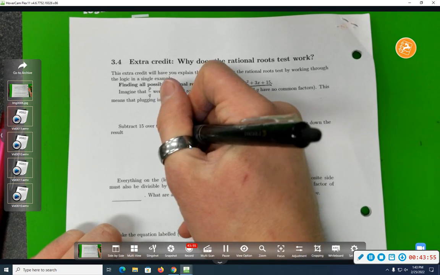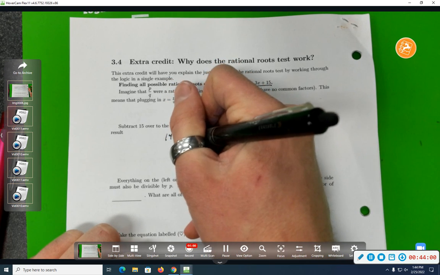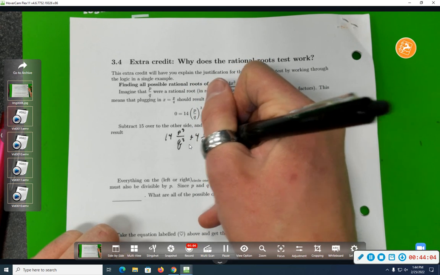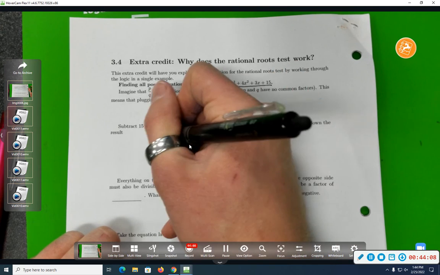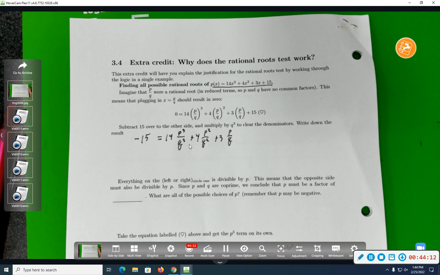So that's 14 P cubed over Q cubed plus 4 P squared over Q squared plus 3 P over Q. And I said I would subtract the 15 over to the other side, so let's do that. Nice. So if you wanted to clear all the denominators, what would you want to multiply both sides of this by?